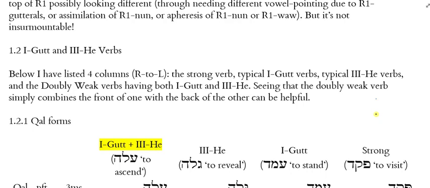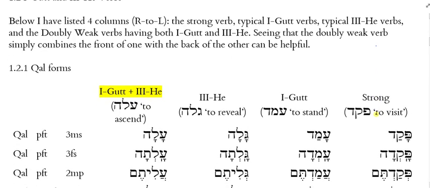We have this typical strong verb, so pakad. We have our typical 1 guttural verb. Here I'm using amad, to stand, which is a dynamic active verb, so not a stative one. I'm just trying to pick out a normal verb here. Our 3 hey verb for our 3 hey paradigm, which was gala, to reveal.